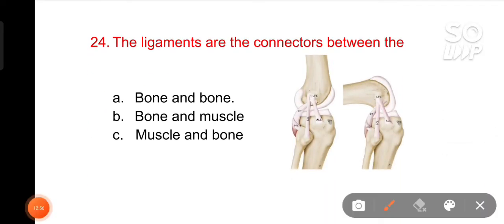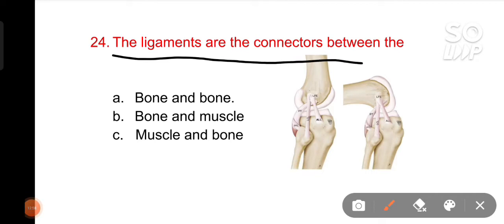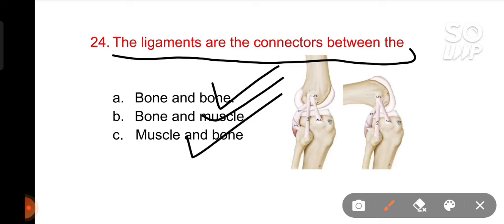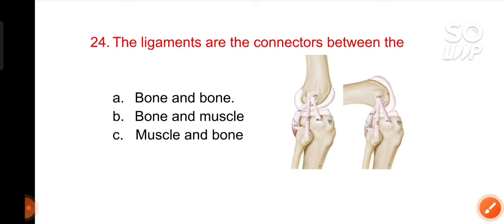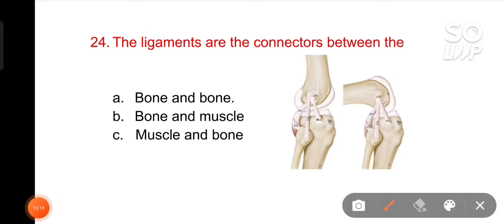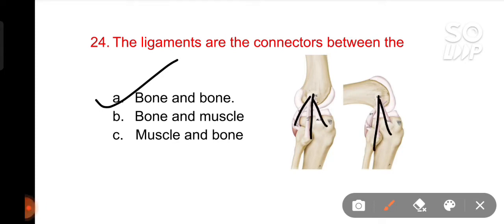The next question is: the ligaments are the connectors between which structures? The options are A, bone and bone; option B, bone and muscle; option C, muscle and bone. The right answer is bone and bone. So here we have the ligaments. These ligaments are the connectors between one bone and another bone.